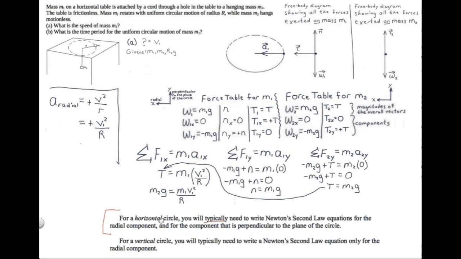For a horizontal circle, you will typically need to write the Newton's second law equation for the radial component and for the component that is perpendicular to the plane of the circle. But this problem was an exception to that pattern, because for this problem, for object 1, we only needed the Newton's second law equation for the radial component, the x component. It turned out that for this problem, the Newton's second law y equation wasn't actually necessary for solving the problem.